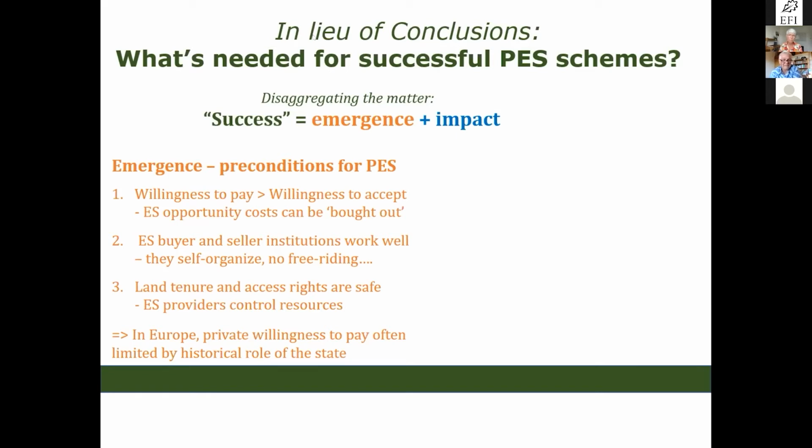And the key factor here is opportunity costs. If people can do other things with the land that are just too profitable, and you can't buy these out, then they will do business as usual. The second thing is if the institutions are working well, and the third, as I mentioned, is whether the land tenure is secure and safe. I think in Europe, land tenure is less of a problem typically, but the private willingness to pay is often limited by historical factors about perceptions of the role of the state, and a lack of willingness to get engaged with private payments. Click, please.